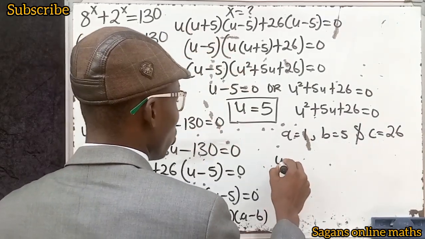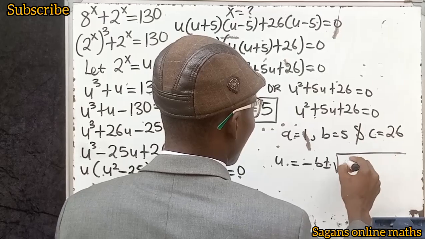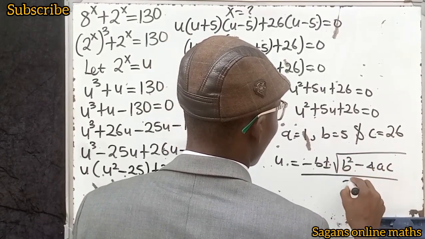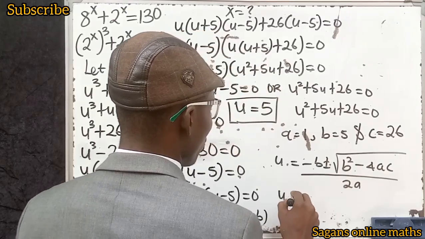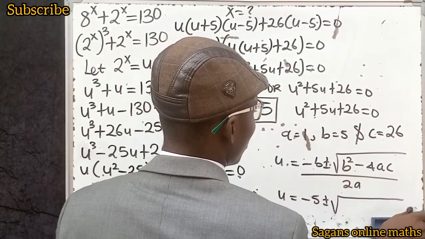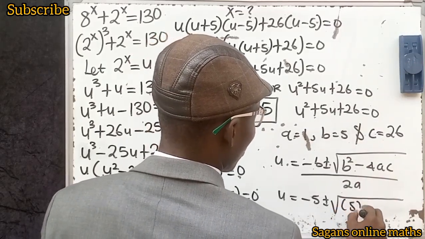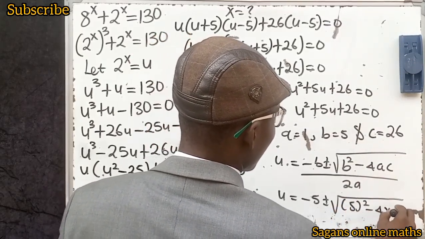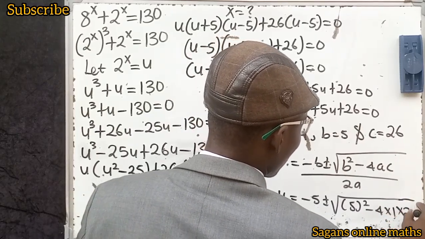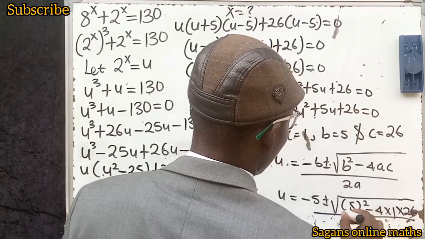That means u will be equal to minus b plus or minus the square root of b squared minus 4ac, divided by 2a. That means u equals minus 5 plus or minus the square root of 5 squared minus 4 times 1, because a is 1, times 26, because c is 26, divided by 2 times 1.